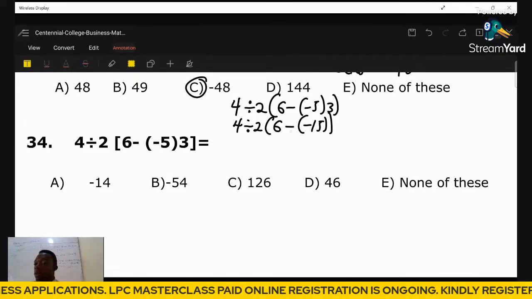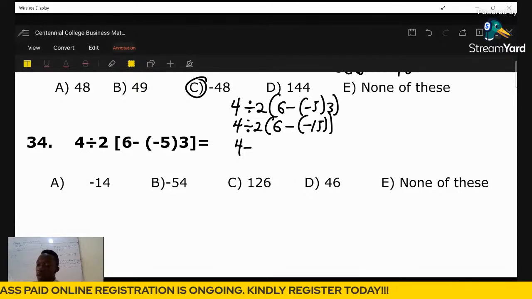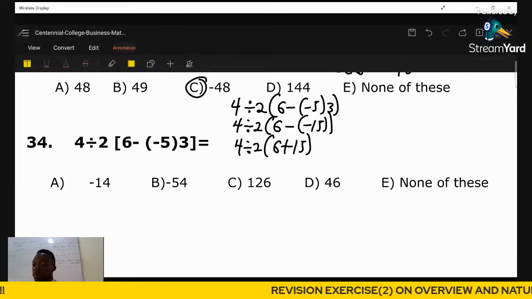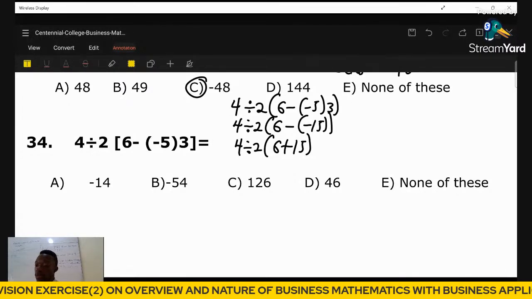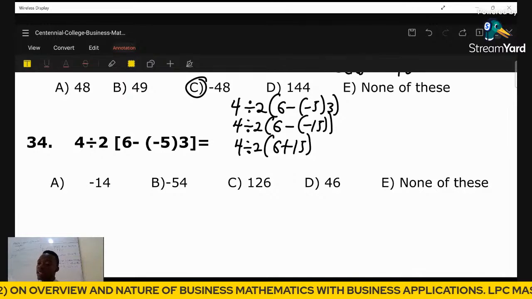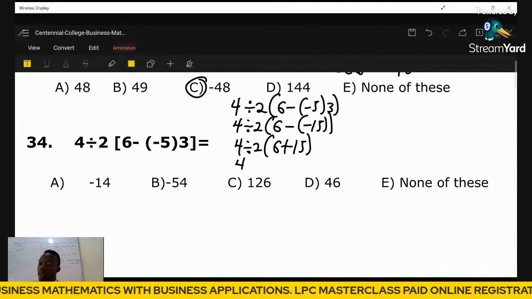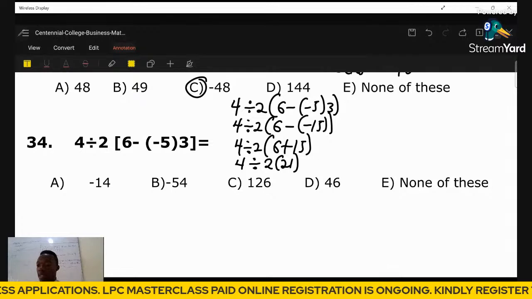All right, so at the end of the day, we have negative here, we have negative, that's going to give us a positive. So we have 4 divided by 2 into bracket 6 plus 15, right? So 6 plus 15, we are getting 21, right? So if you are getting 21, that's going to give us 4 divided by 2 multiplying 21.